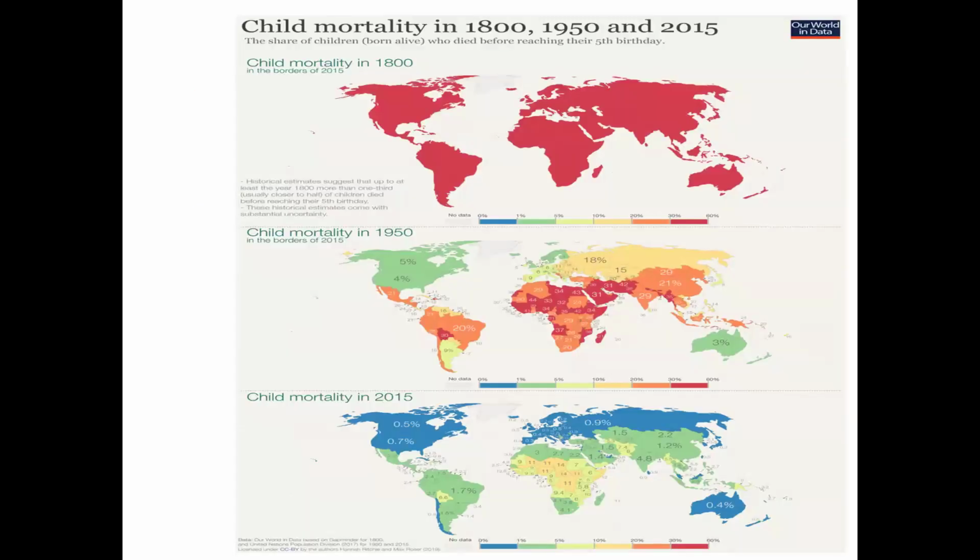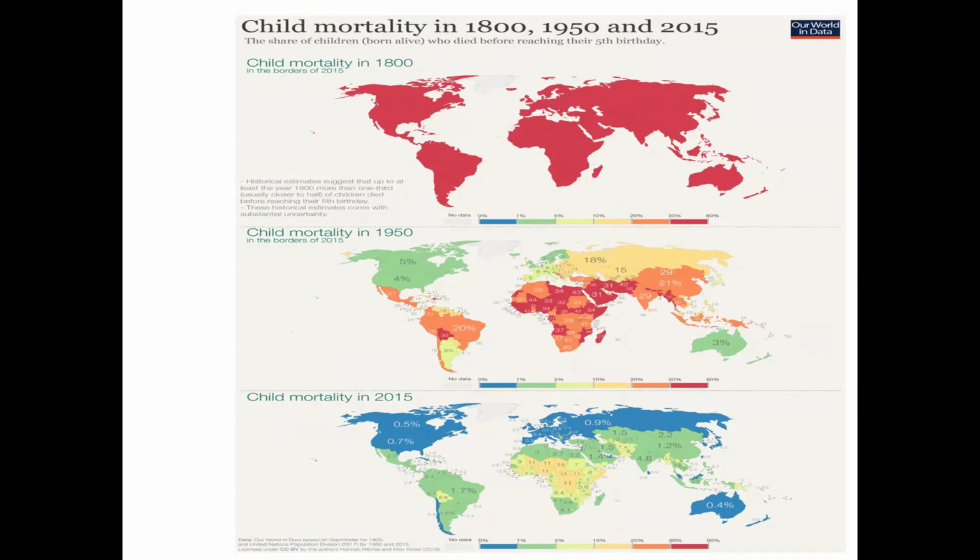This is the comparison of child mortality in different years. First of all, you can see that in the 1800s, the whole world was afflicted with child mortality, and the whole of the map is in the red color, showing a high rate of child mortality. Then second, we have child mortality shown from the data of 1950, and now in some areas we can see the green side.